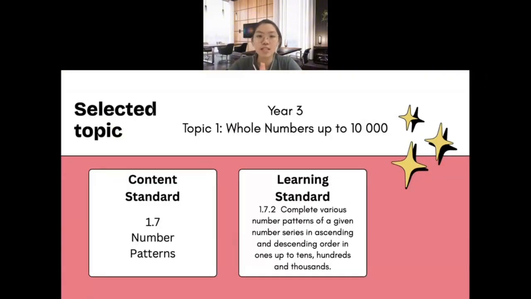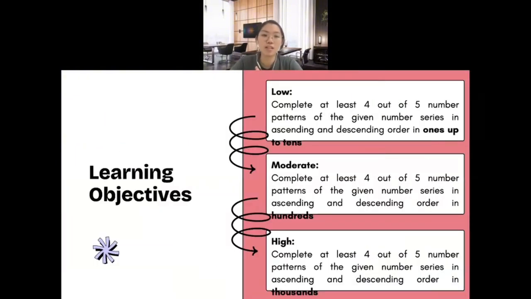The topic we selected is topic 1 of Mathematics Year 3, which is whole numbers up to 10,000. The content standard is 1.7 number patterns and the learning standard is 1.7.2 complete various number patterns of a given number series in ascending and descending order in ones up to tens, hundreds and thousands. There are 3 levels of learning objectives. Low, which is complete at least 4 out of 5 number patterns correctly of the given number series in ascending and descending order in ones up to tens. For moderate level, in hundreds, and for high level, in thousands.